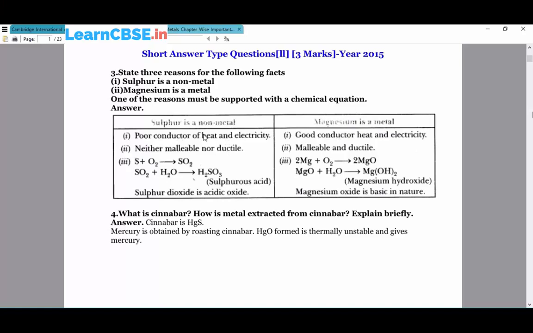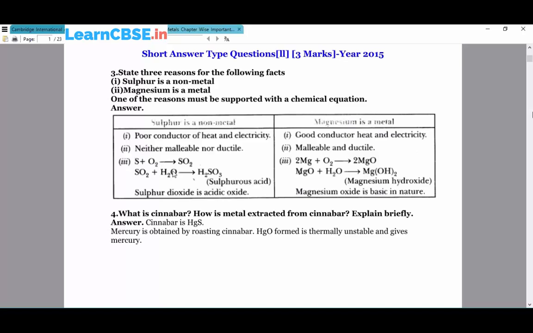Always the non-metals do not conduct electricity because they do not have any free ions or electrons. So sulfur is a poor conductor of heat and electricity. Magnesium is a metal, which is a very good conductor of electricity and heat. Sulfur is neither malleable nor ductile, whereas magnesium is malleable and ductile.